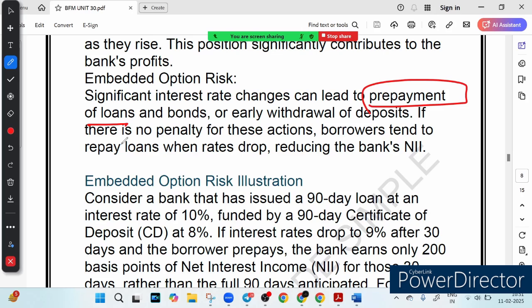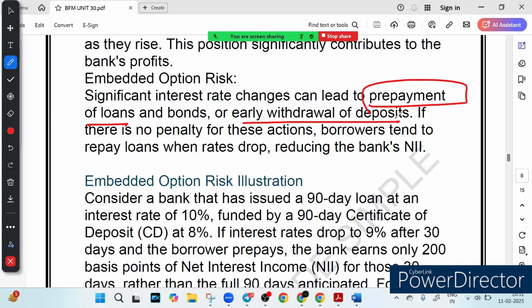And sometimes there is early withdrawal of deposits. Why does it happen? Because if interest rates rise, depositors withdraw money early to invest in a higher-paying option. The bank now has to offer a higher rate to attract new deposits. So when interest rates rise, people head to the bank to withdraw deposits early, and they want to invest again. Because the bank is offering a higher interest rate, the bigger the interest rate swing, the greater the risk.